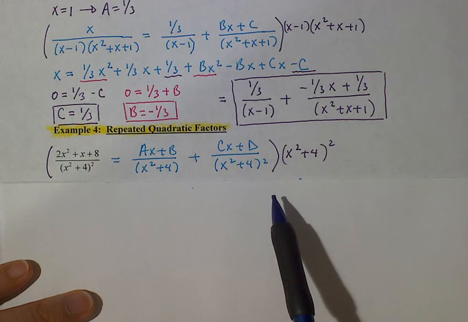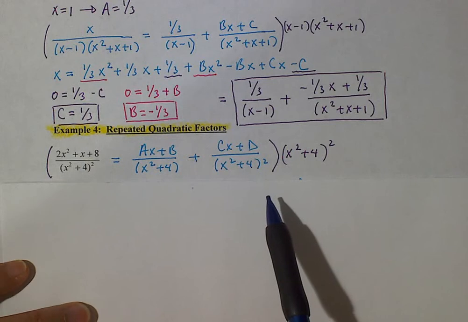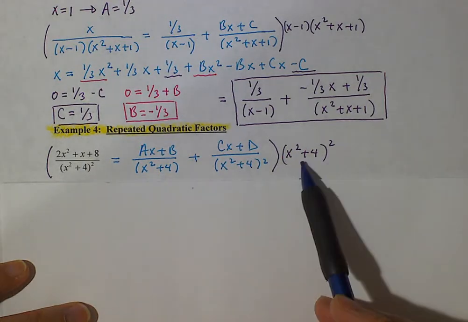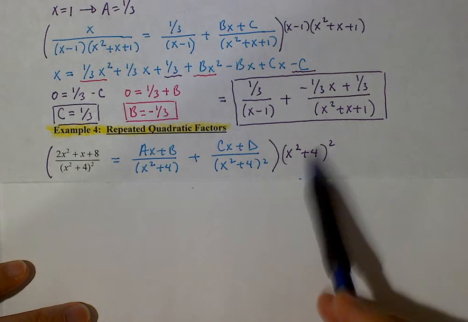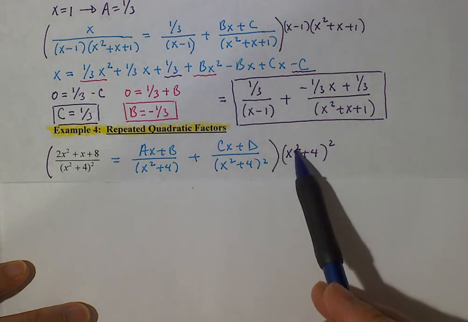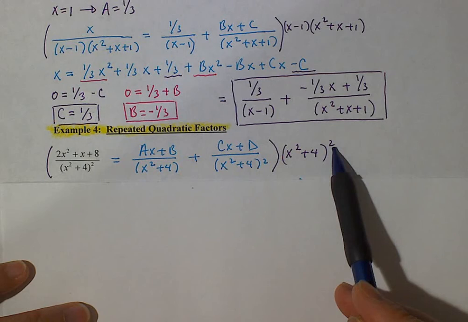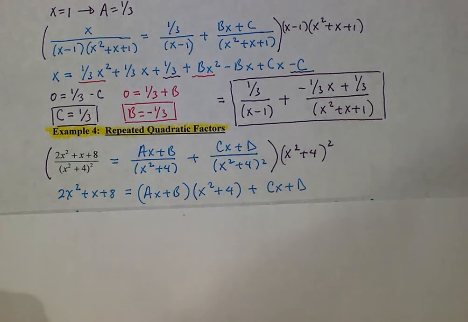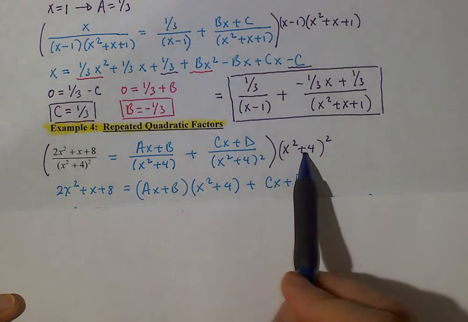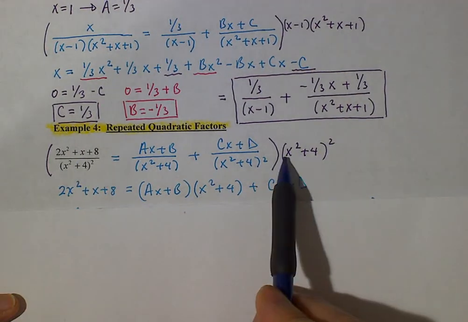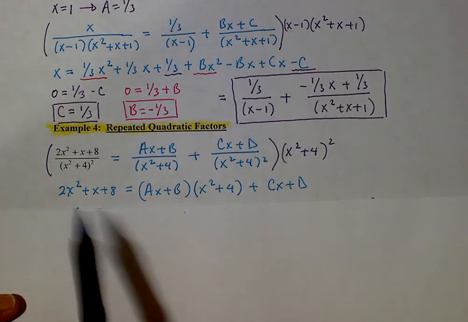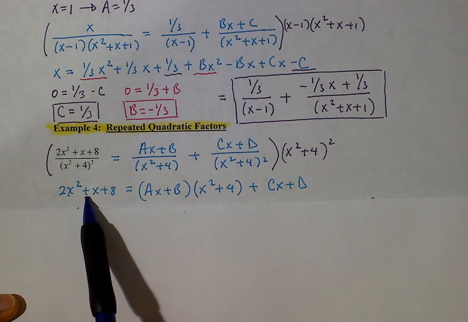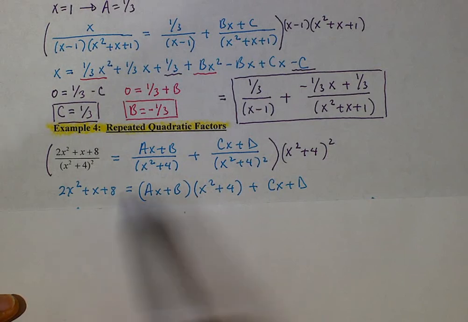Okay, so the finger method, or the Heaviside method, will not work on this. So then I'm just going to have to multiply through by the least common denominator. So you have x squared plus 4, and then squared. Okay, so then multiplying all that out, this times this, these cancel out with the x squared plus 4 to the second power, so I get 2x squared plus x plus 8.